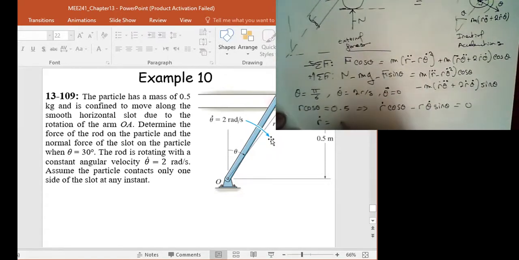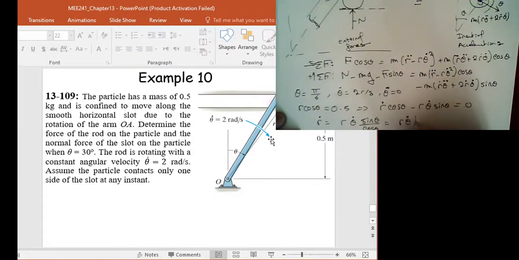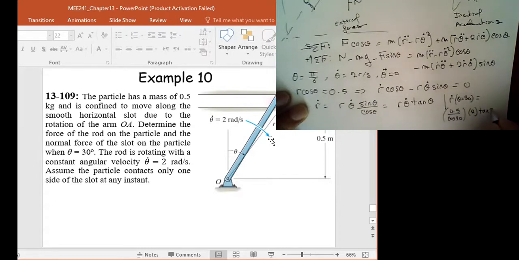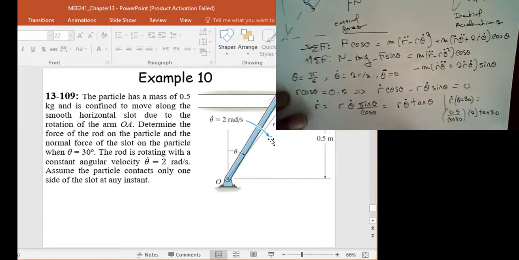So r prime is going to be equal to r theta prime sine theta divided by cosine theta, which is equal to r theta prime multiplied by tangent theta. Well, there you have it, right? Okay, so we have r prime. Now, if you want to find r prime when theta is equal to 30, what would be r? r is going to be equal to 0.5 over cosine 30 multiplied by theta prime, which is equal to 2 multiplied by tangent 30. So if you do this, basically you will get your r prime when theta is equal to 30.